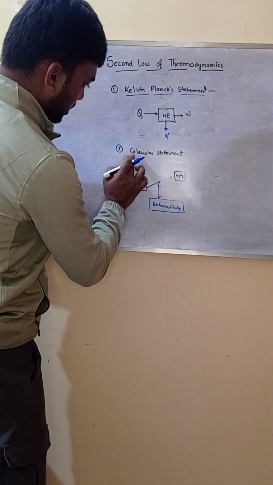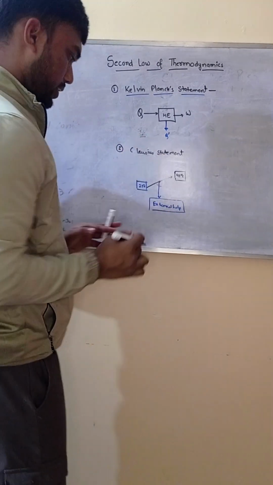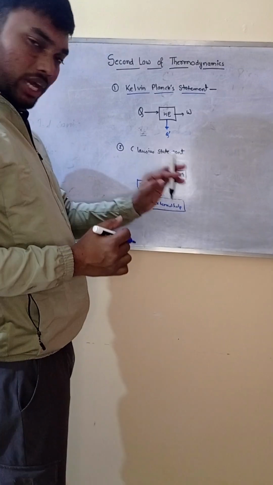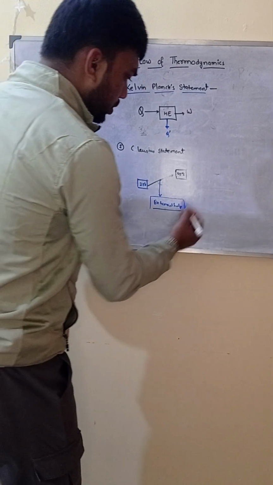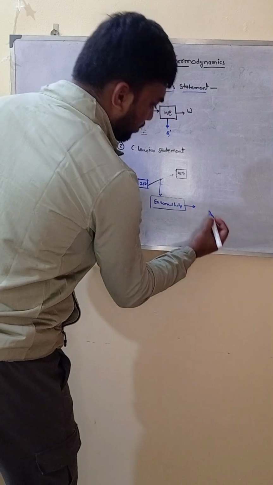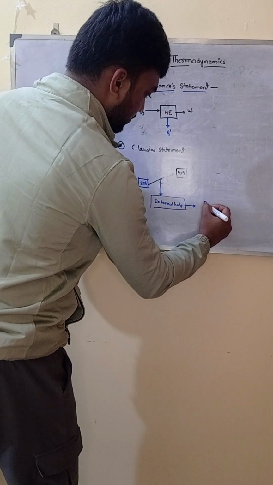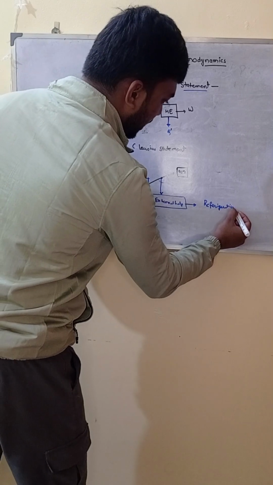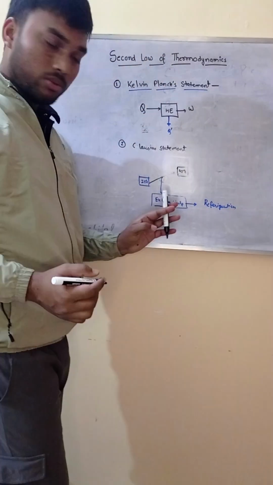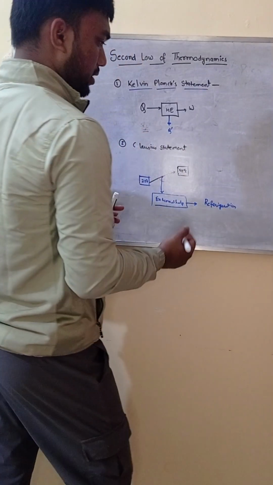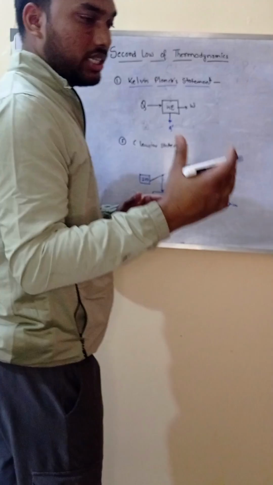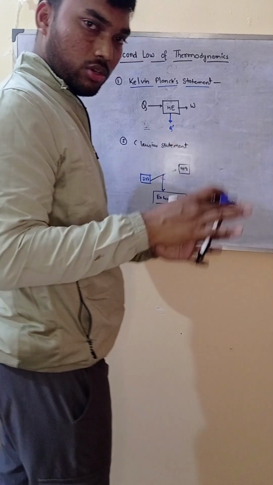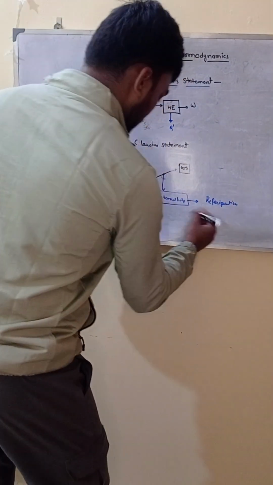Sorry, there is a correction. It is not Ca, it is Cl. So to transfer heat from lower temperature to higher temperature, we need an external help. Here comes the application part, that is the refrigerator, where heat is taken from the surrounding, from a colder body to a hotter one.